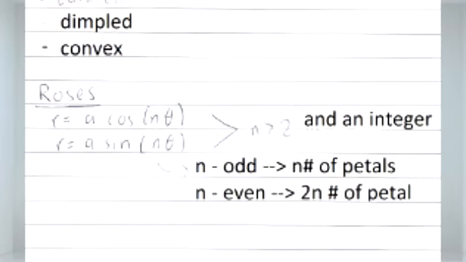Now, to have a rose on the graph, r must equal a cosine n theta or a sine n theta, and n must be greater than 2 and it must be an integer. If n is odd, then there are n number of petals, and if n is even, then there are 2n petals, or double.